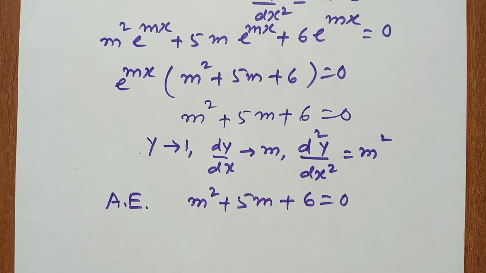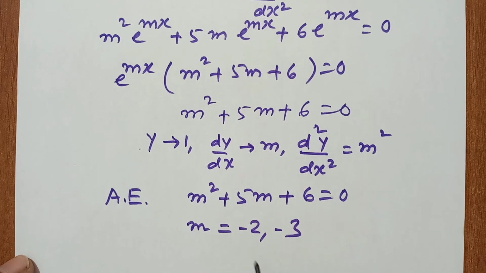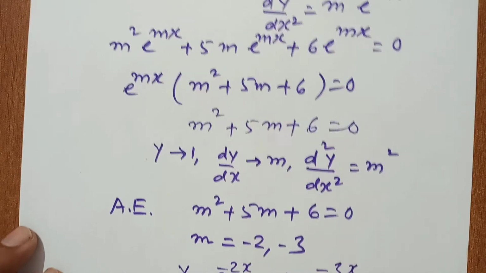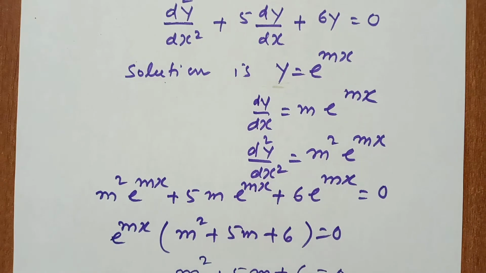This is very easy. This is a simple equation in m. We have studied algebraic equations; this is a second degree equation in m. So we calculate the values of m. Suppose, this is 3m plus 2m, so m is equal to minus 2 and minus 3. So there are two solutions: y is equal to e to the power minus 2x and y is equal to e to the power minus 3x. Both are solutions of this equation. So these are satisfied. So how will we write?